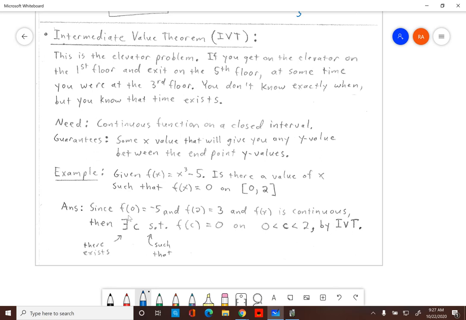So since f of 0 equals -5 and f of 2 equals 3, and since f of x is continuous, then there exists a C such that f of C equals 0 on the open interval 0 to 2 by the intermediate value theorem. So that is the first of 3 existence theorems, where we prove the existence of a solution, but we don't actually say what the solution is.